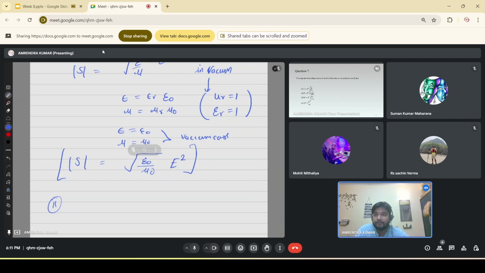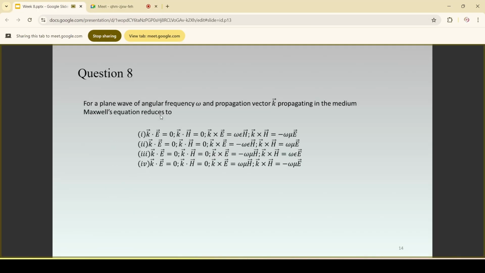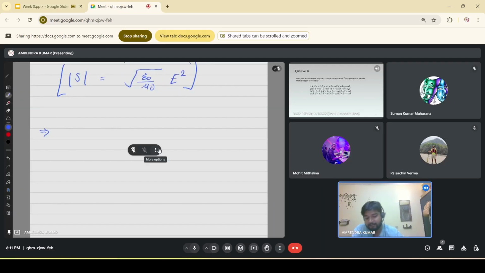Okay, let's go to our next question. So the next question is, for a plane wave of angular frequency omega and propagation vector k in a medium, Maxwell's equations reduce to this. So we can see that a plane wave can be written like the E vector is equal to E naught vector sine of k dot r minus omega t. Okay, so this is a plane wave.